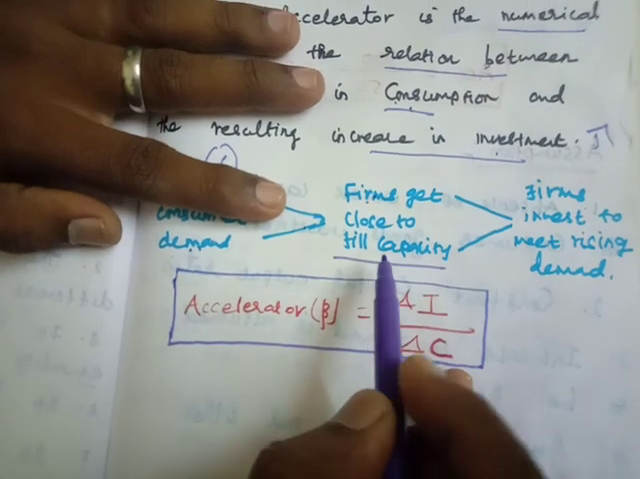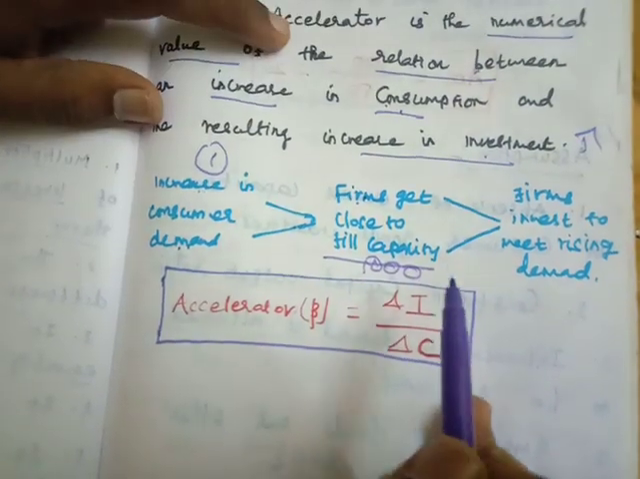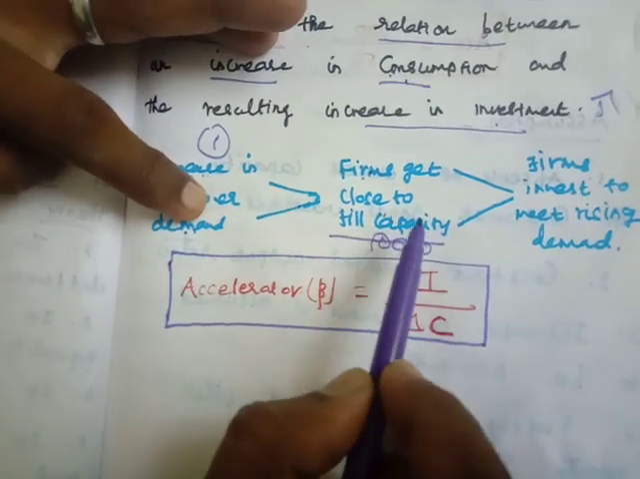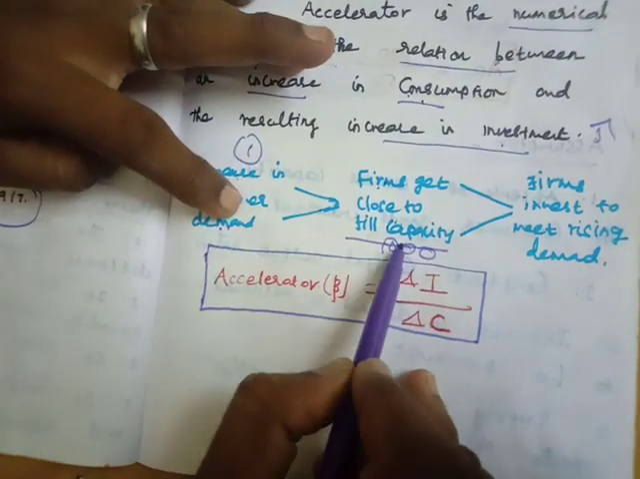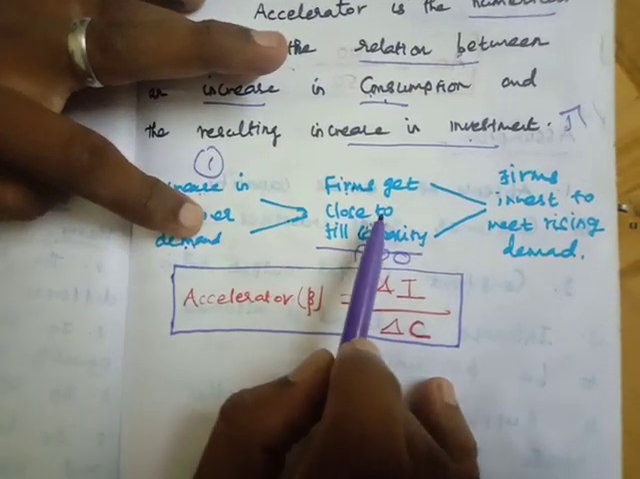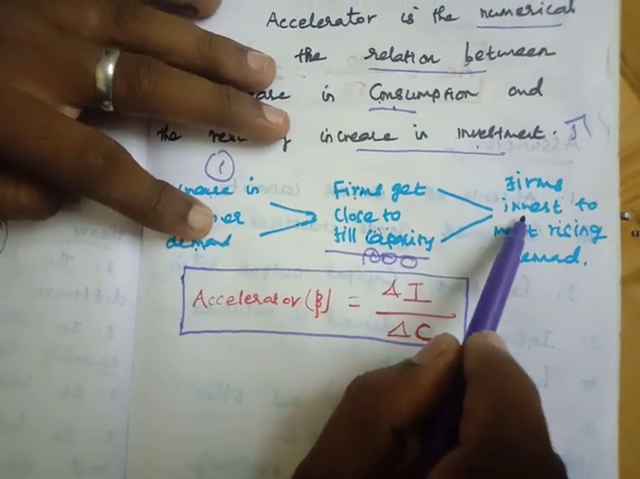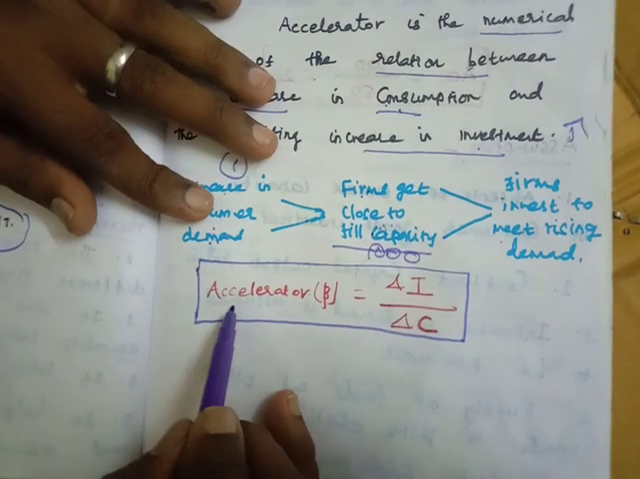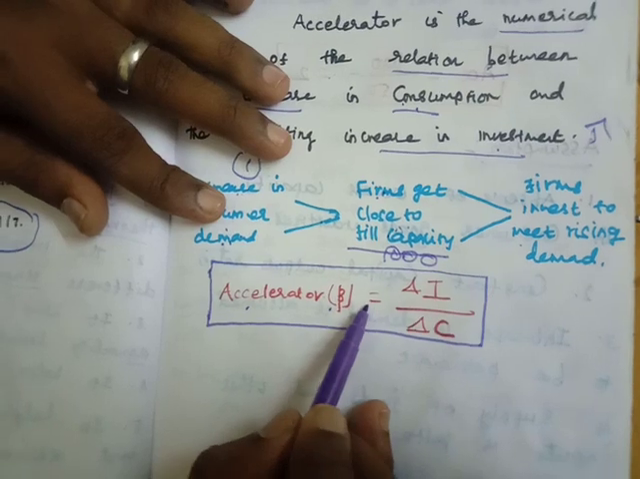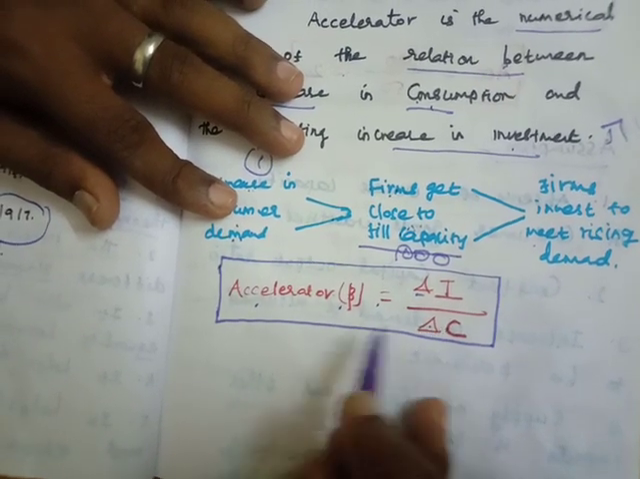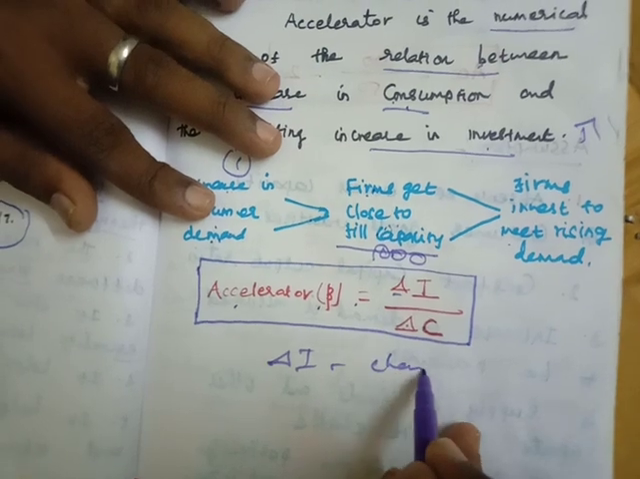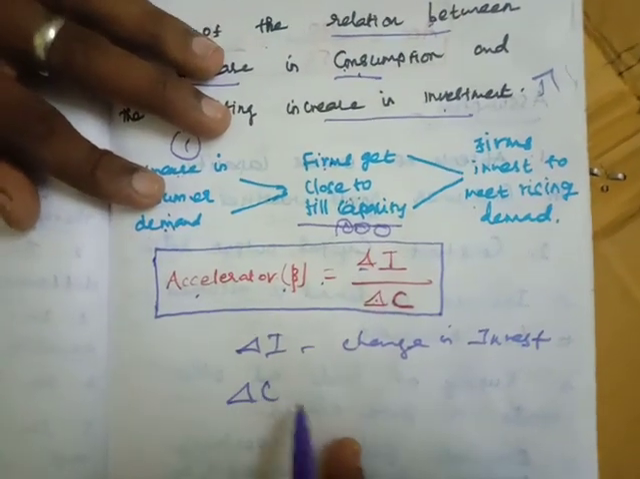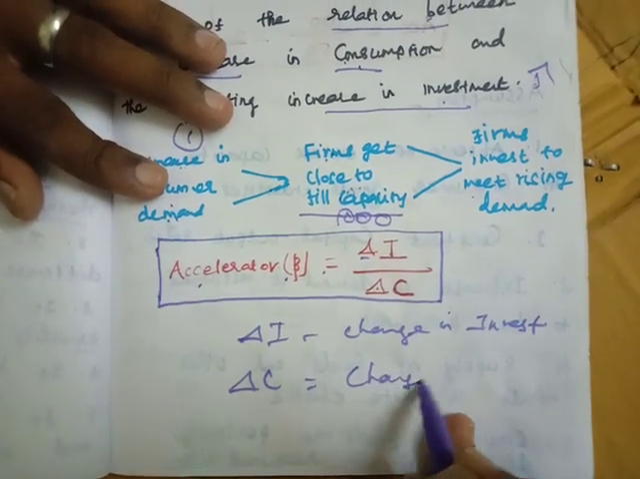For example, if the machinery is producing 1000 units per day, and consumer demand is more, the entrepreneur or businessman gets the 1000 output from the industry, that is, we use the full capacity of the particular machinery, and it will lead the firms to invest to meet the rising demand. That means we will need more machinery. So the accelerator symbol is beta. Beta is equal to delta I divided by delta C. Delta I is equal to change in investment, and delta C is equal to change in consumption.